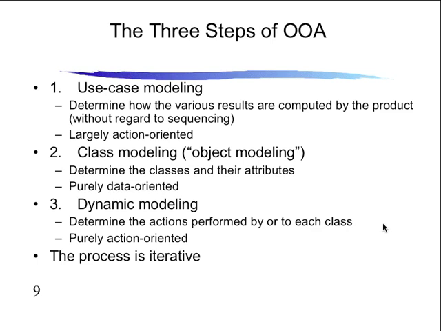So you start out looking at it from a use case scenario approach, or use case modeling, if you want to consider it as the type of modeling that's being done. You determine how the various results are computed by the product without regard to the sequencing or anything. It's just, okay, this product is an ATM machine. It's going to be used to dispense money, to accept money, and all the different usages. Largely action-oriented, as you can probably notice.